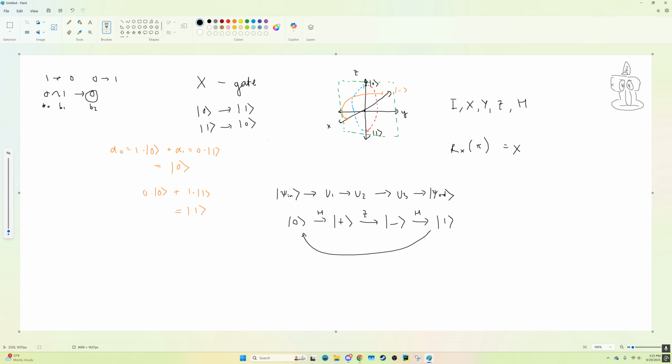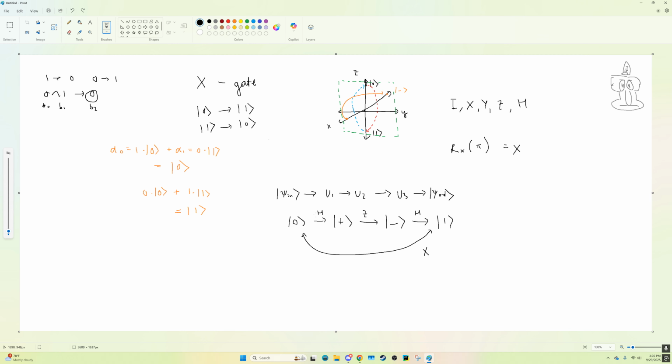The beginning result to the end result, 0 to 1, is the equivalent of an X gate, but we don't know for sure it is equivalent because we haven't tested on the other input. What if it starts as a 1? Will it become a 0? We could trace that right now, or we could just look at the matrix multiplication and see that that's correct.